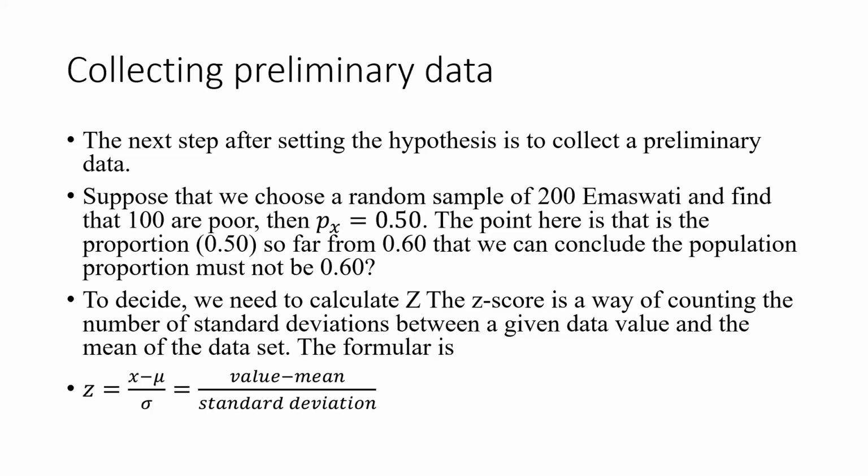The point here is: is the proportion so far from 0.6 that we can now conclude that the proportion must not be 0.6? And this is exactly what we are trying to do most of the time when we carry out some of these tests, assuming a certain level of probability. So to decide, we need to calculate our Z. The Z-score is a way of counting the number of standard deviations between a given data value and the mean of that data set. The formula is very straightforward: it's just the difference between the actual value and the mean, divided by the standard error. The standard error will be the standard deviation divided by the number of observations.